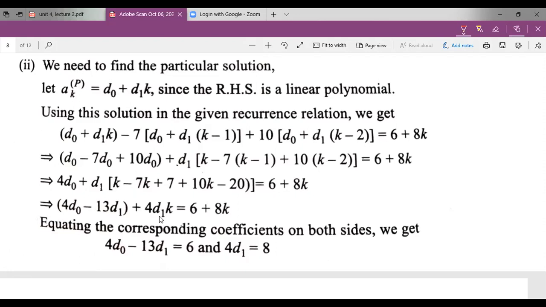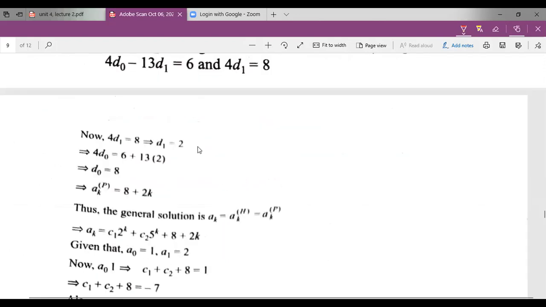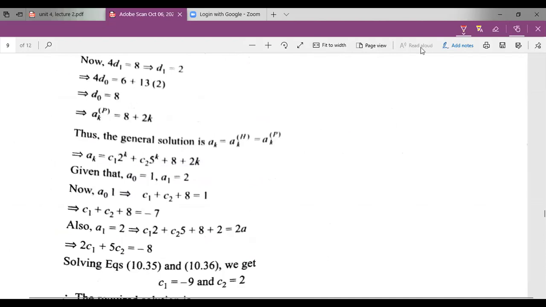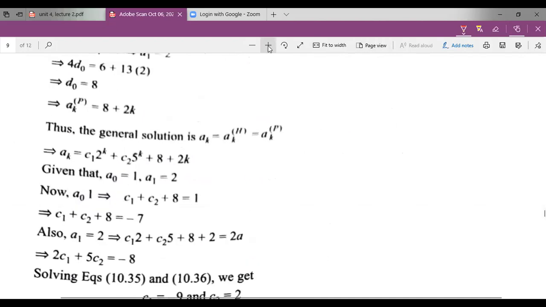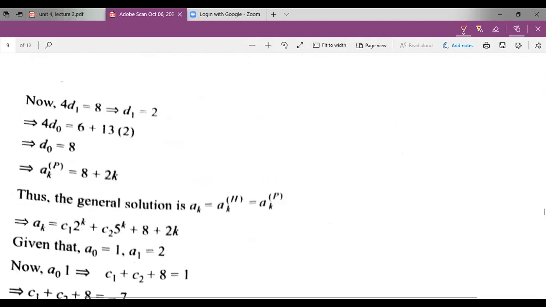So equating the corresponding coefficients on both sides, 4D naught minus 13D1 is equal to 6 and 4D1 is equal to 8. From that D1 is equal to 2, and we substitute the D1 value, we get D naught is equal to 8. So the particular solution AK of P is equal to 8 plus 2K. D naught value 8 and D1 value 2. So the particular solution is 8 plus 2K.